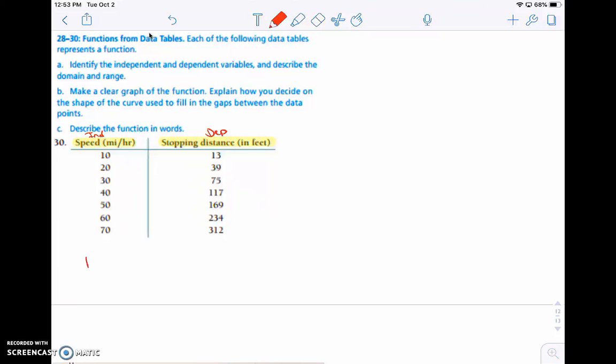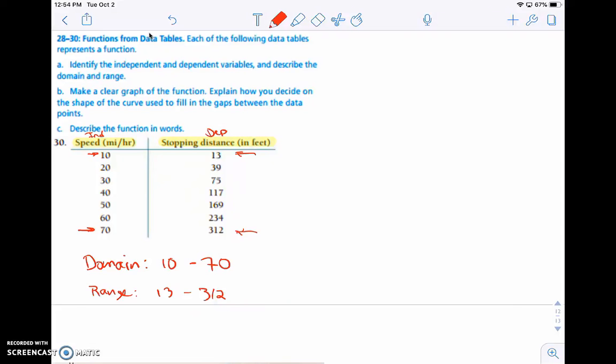Now next, describe the domain and range. So the domain always goes with our independent variable, and the domain is going from 10 to 70 based off of this information. So 10 to 70 is our domain. So it's any speed between 10 and 70. The range, the lowest we go is 13, the highest we go is 312. So we're ranging between 13 and 312. Again, range always goes with dependent, domain always goes with independent variables.